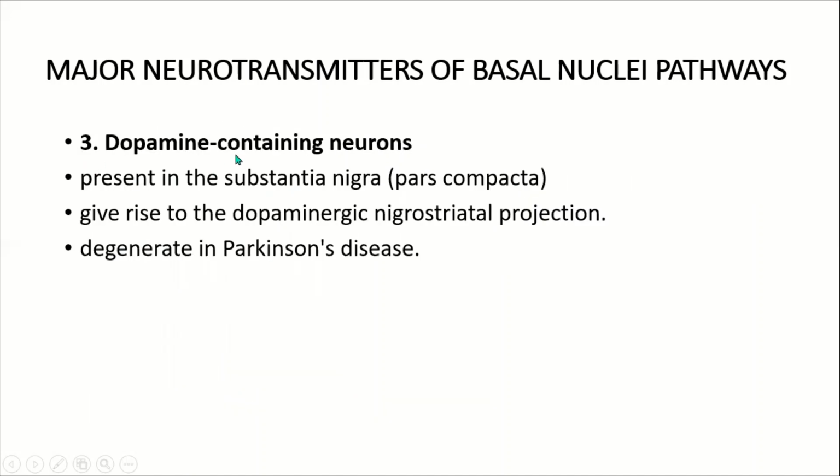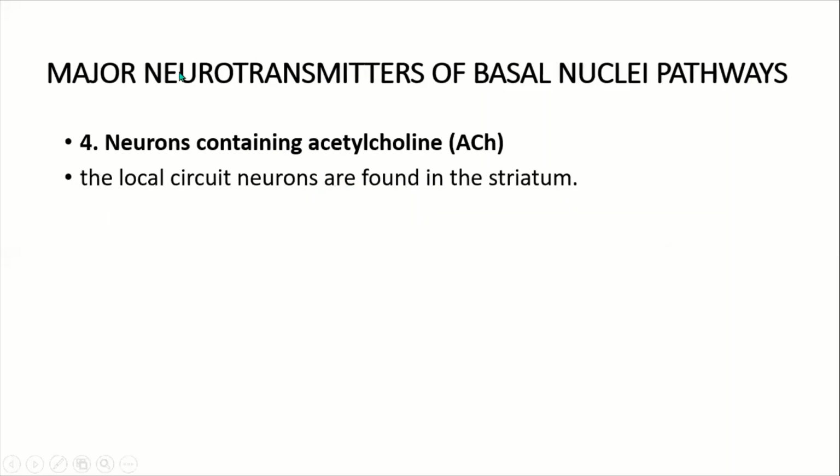Then there are dopamine-containing neurons present in the substantia nigra, pars compacta, which give rise to the dopaminergic nigrostriatal projections and degenerate in Parkinson's disease. I told you that the substantia nigra has 2 parts, pars compacta and pars reticulata. Then the next neurotransmitter: the neurons containing acetylcholine are local circuit neurons found in the striatum.